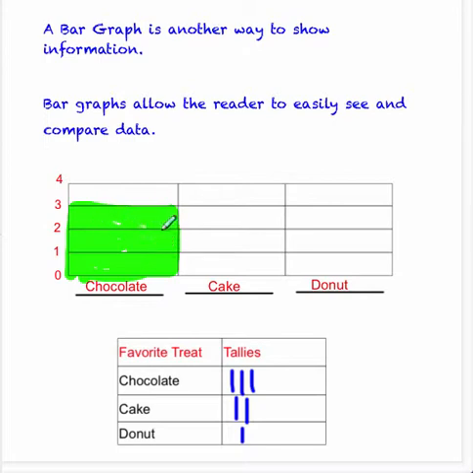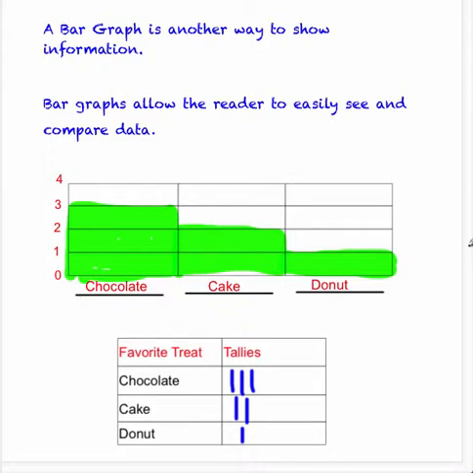I'm next going to draw a bar for cakes. We had 2 tally marks down here for cakes, so I'm going to draw a bar that is 2 squares tall. And we'll go ahead and fill in the middle. And finally, I had that 1 donut, so we're going to draw a bar that is only 1 space tall.